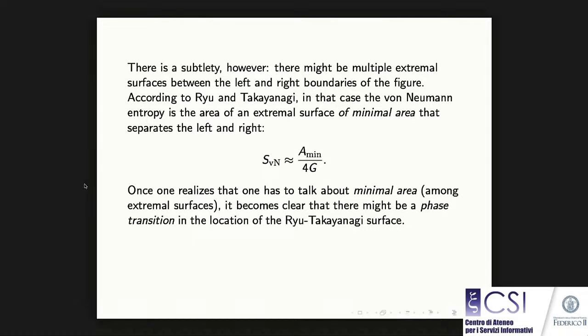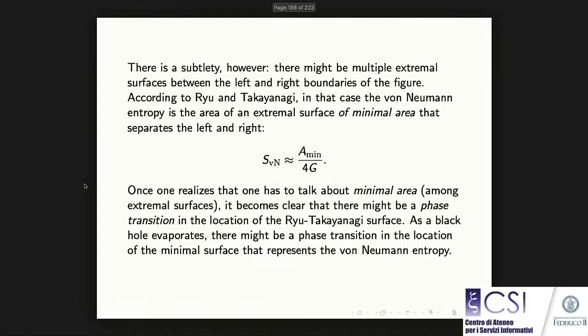Now, once you realize that you have to talk about minimal area among extremal surfaces, it becomes clear that there might be a phase transition in the location of the Ryu-Takayanagi surface. As you vary some parameters, if there are several extremal surfaces, their areas could change, and there could be a first-order phase transition where what is minimal stops being minimal. As a black hole evaporates, there might be a phase transition in the location of the minimal surface that represents the von Neumann entropy.